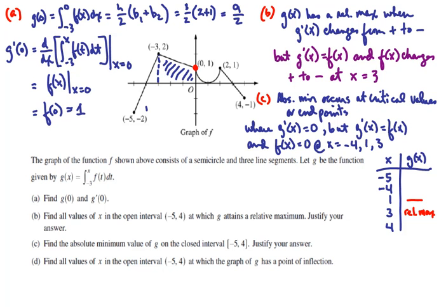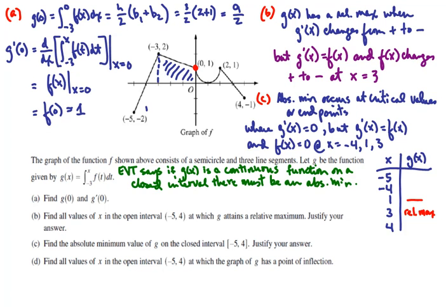Okay, we're going to pick up where we left off in the last video. Let's talk about the absolute minimum again, by the extreme value theorem. The extreme value theorem says that if g of x is a continuous function, and remember g of x is the area function under the curve of f of x, and it is continuous, there's no place where the area doesn't exist. So g of x is a continuous function on a closed interval from -5 to 4, so there must be an absolute min. Where does it occur? It must occur at either a critical value or an endpoint.